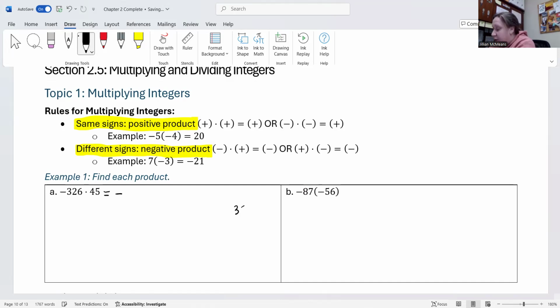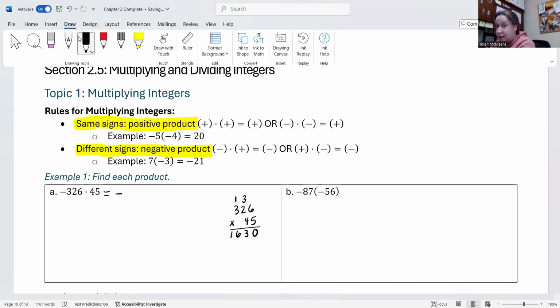So off to the side, I want to take 326 and multiply it by 45. Hopefully you kind of remember the rules for multiplication. We're going to start with the 5 in 45 and multiply each digit in 326. So I'm going to start with 5 times 6. Well, 5 times 6 is 30. So I'm going to keep a 0, carry a 3. I then multiply 5 times 2, which is 10, and then I add the 3, which is 13. So I keep a 3, carry a 1. 5 times 3 is 15. 15 plus 1 is 16. Now that's my first partial product.